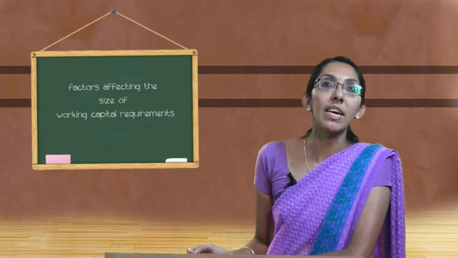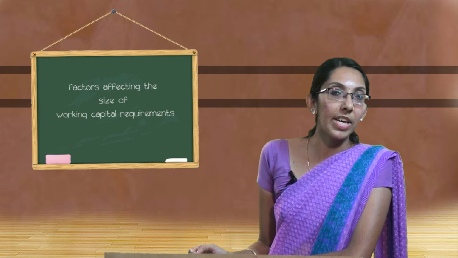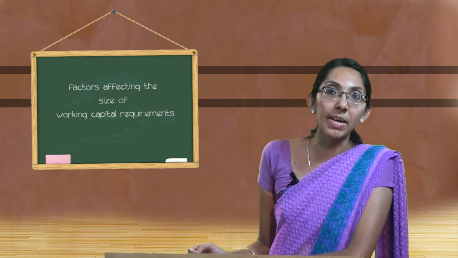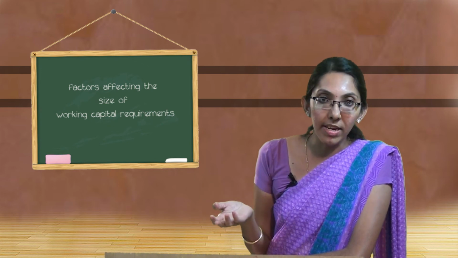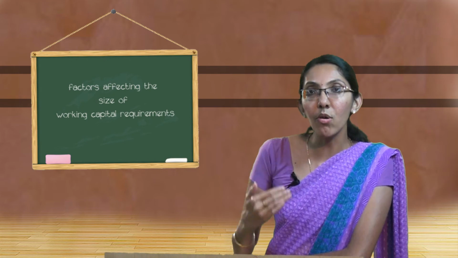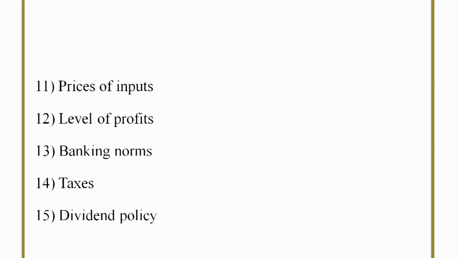The next factor to be considered here is the prices of inputs, that is related to the cost of the raw materials. For a business like jewelry or diamonds, the raw material, that is the gold or diamond, is usually the costliest item, so the working capital required to purchase these raw materials is usually high. On the other hand, when the cost of inputs is not very high, the working capital requirement also reduces.